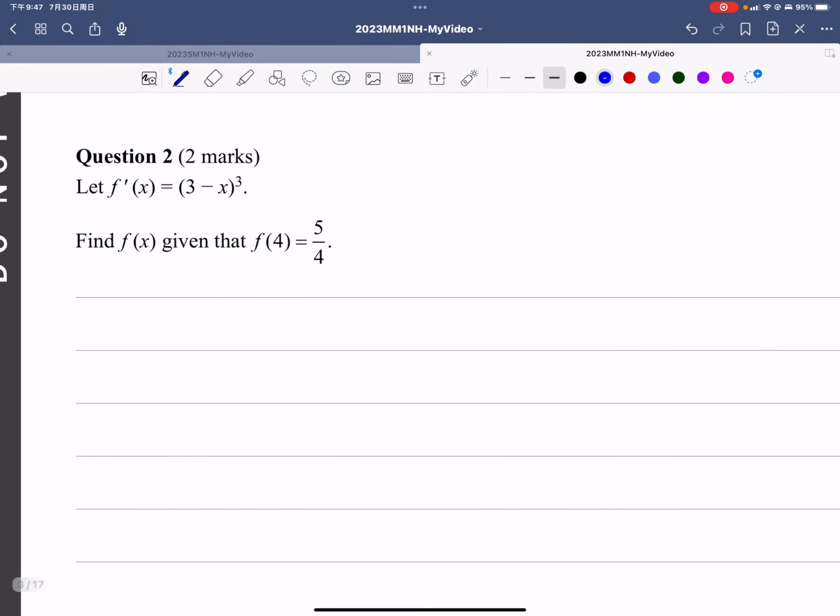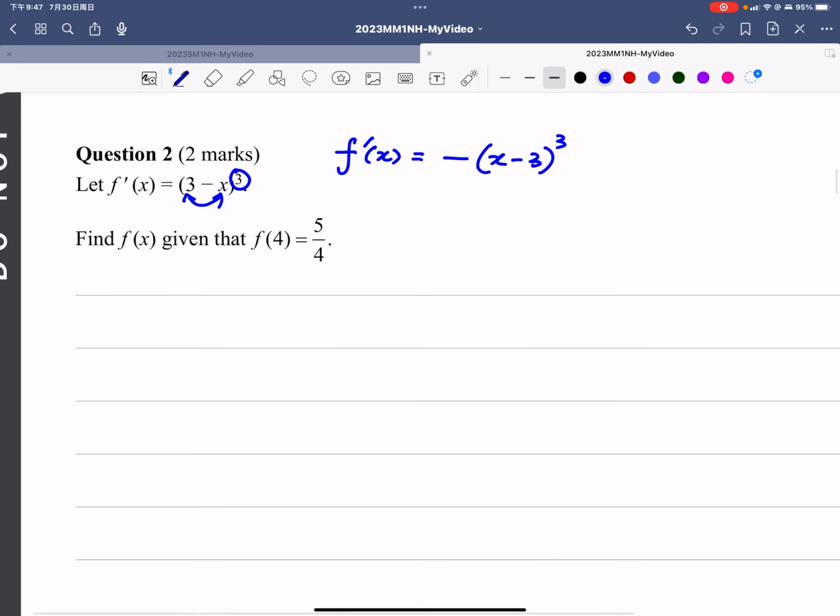Let f dash of x equal 3 minus x to the power 3. We want to find f of x, given that f(4) equals 5 over 4. Well, the one thing I would notice is f dash of x can also be written as minus (x minus 3) to the power 3, because this is an odd power. If I take out the minus, then I need to change the order of the two terms here. So making this term positive will make it easier to integrate, okay? So I'm anti-differentiating, or integrating, minus (x minus 3) to the power 3 dx.